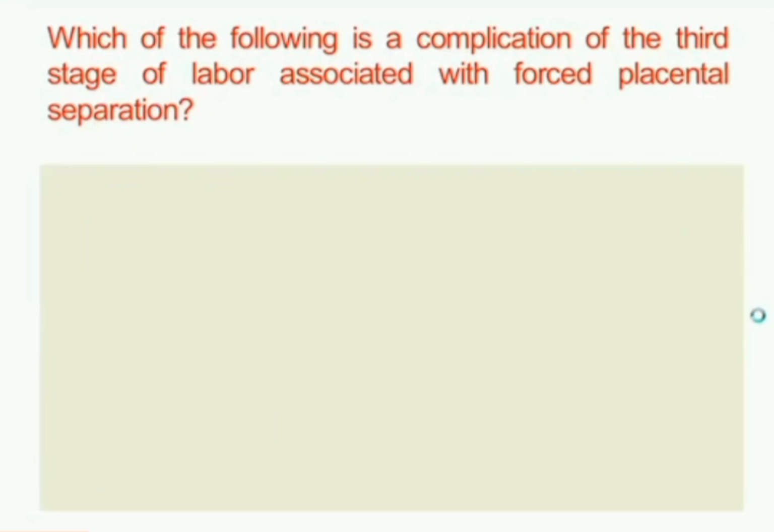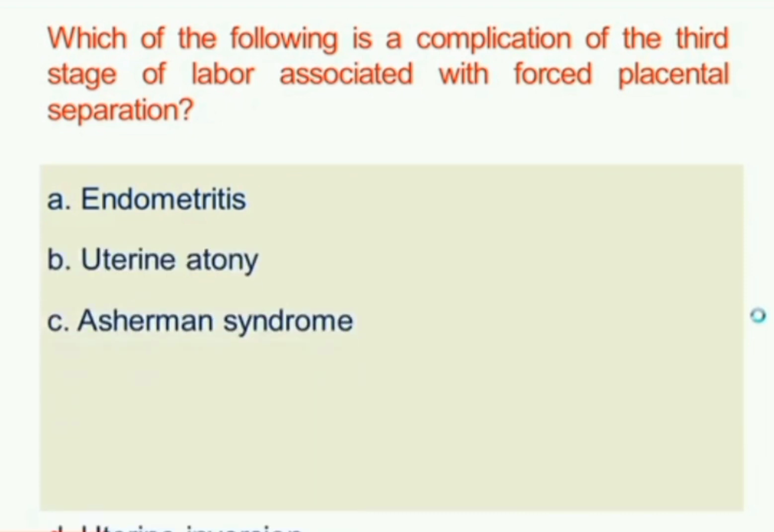Now the question is, which of the following is a complication of the third stage of labor associated with forced placental separation? Either endometritis, or uterine atony, or Asherman syndrome, or uterine inversion. So you see, we are having forceful placental separation. So the complication because of this can be uterine inversion. So the correct answer in this regard is uterine inversion.